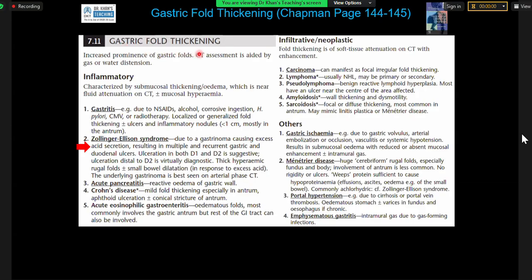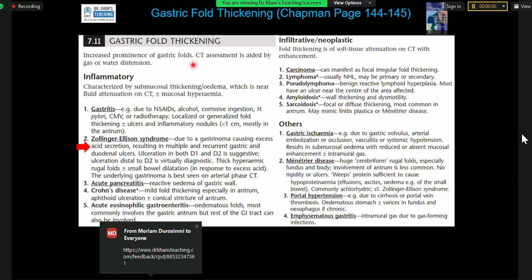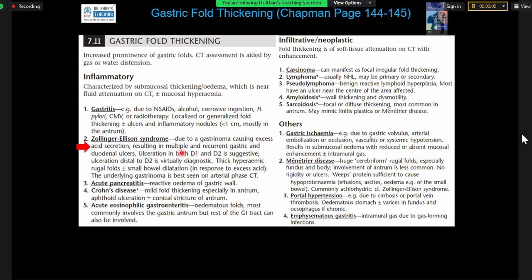Please remember, on a CT scan it can be tricky finding, but in classical cases you will pick it up: increased prominence of gastric folds versus thickening of all of the wall. Zollinger-Ellison syndrome due to gastrinoma causes excess acid secretion resulting in multiple or recurrent gastric and duodenal ulcers, both in D1, D2, etc. So this is because of response to excess acids.